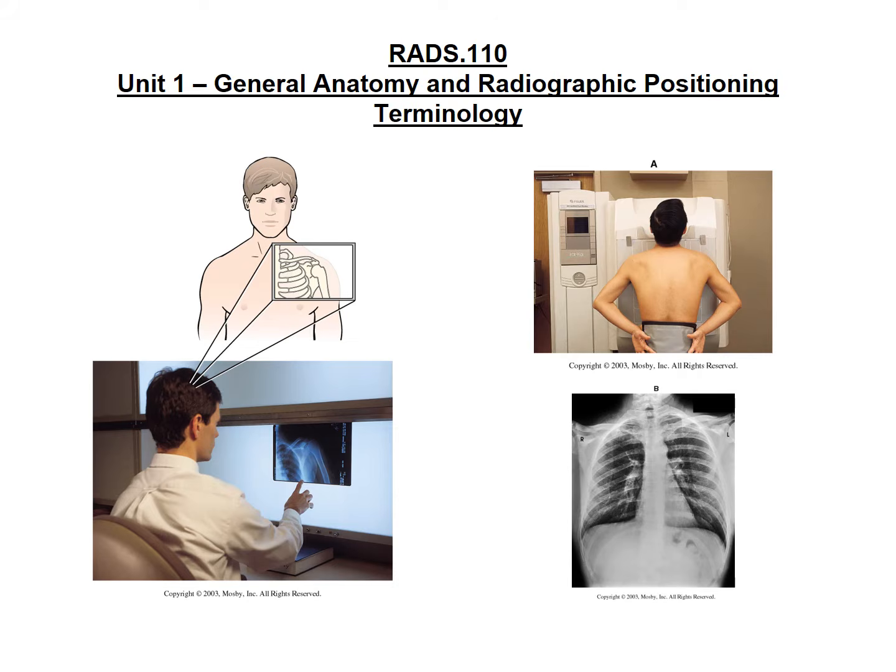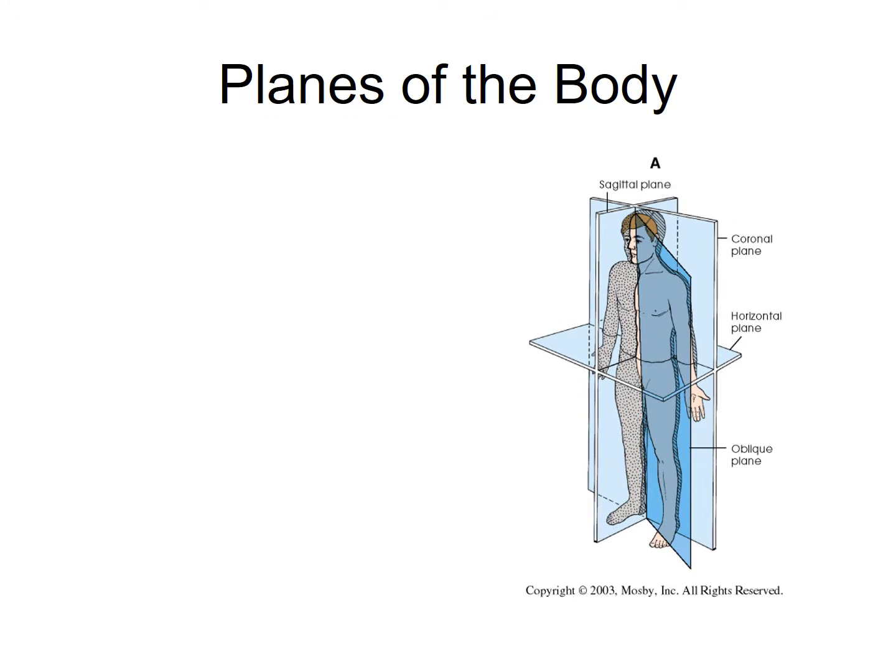So let's go ahead and begin. And as we begin our talk about radiographic positioning, one of the first things that we need to talk about are what are called planes of the body. So here you see this man, and he is being sectioned off using different planes. Okay, you can see that there is what's called a sagittal plane, and the sagittal plane is going to divide the man into right and left sections.